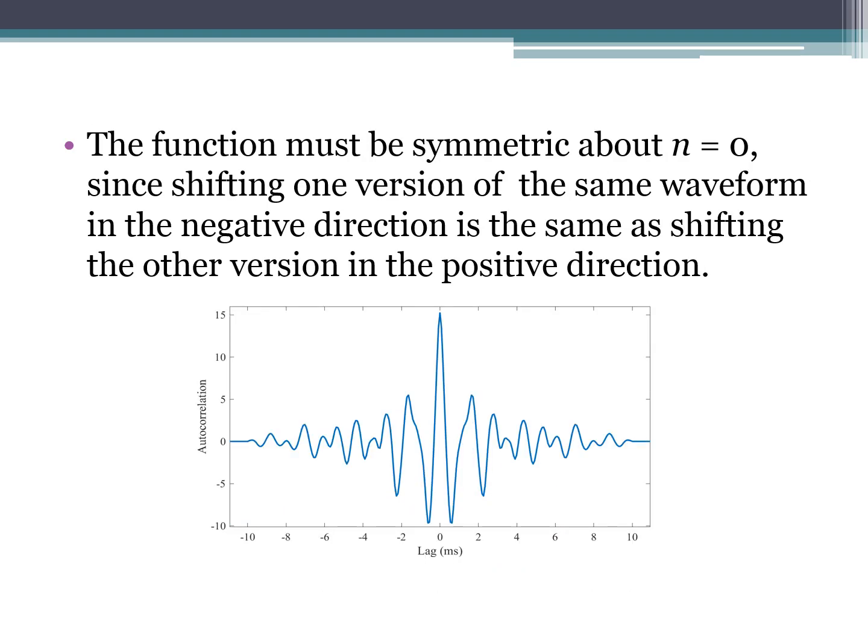The second property of the autocorrelation function is that the waveform will be symmetric about time shift or lag 0. As you can see in this figure, shifting one version of the same waveform in the negative direction will be the same as shifting the version of the signal in the positive direction. So at 0 lag, you can see the waveform is symmetrical.